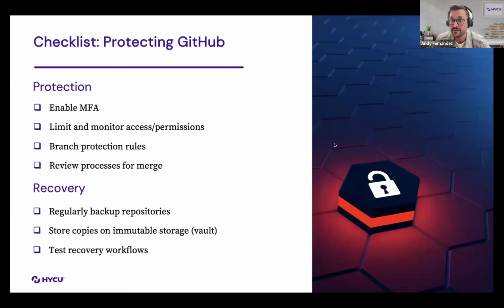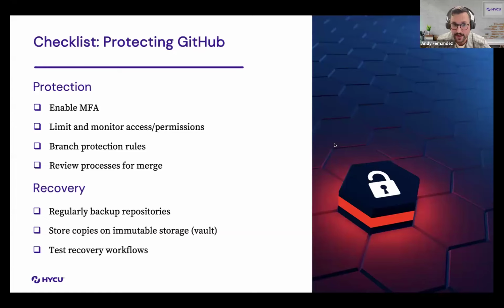You have to make sure that you're always limiting and monitoring access permissions, especially if you're in a large development environment. People leave all the time. You work with agencies. You have to make sure that you limit and monitor the access and permissions. But you also want to enable branch protection rules and always have review processes for merge as well. There are so many possible permutations that could go wrong. You have to make sure that you have clear delineation of responsibility, of access, and who has approval rights within GitHub as well.